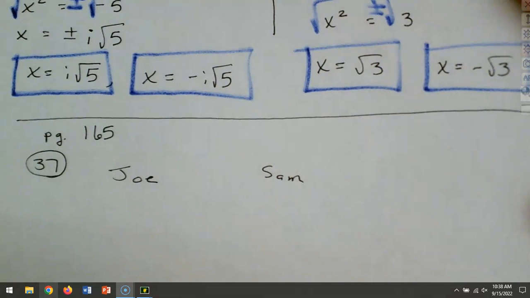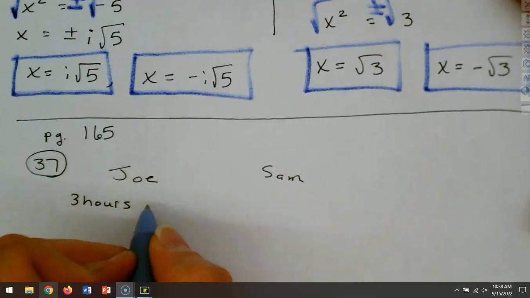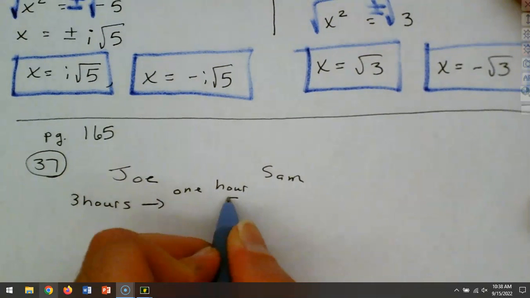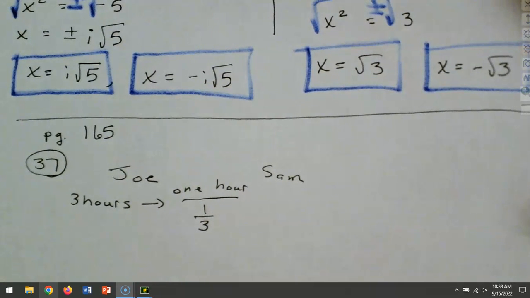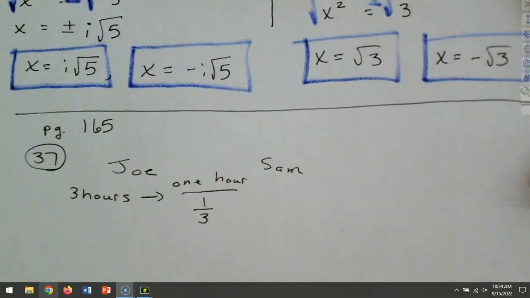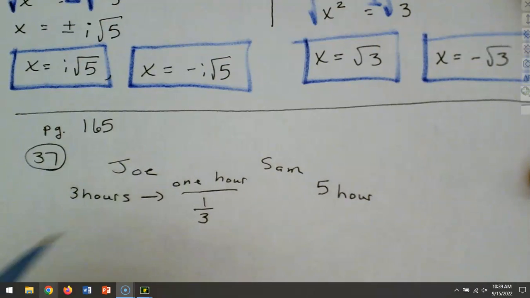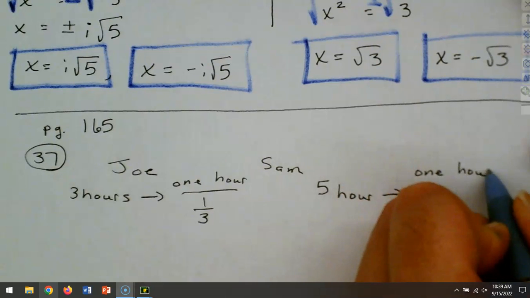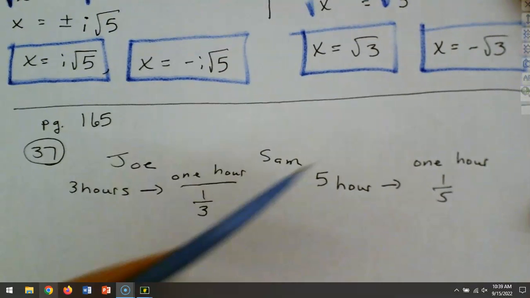Now, how long does it take Joe to paint the house? By himself it takes him 3 hours. So how much of the house is done in 1 hour? That's going to be 1/3, right? Because he paints 1/3 of the house in an hour. What about Sam? Sam takes longer, 5 hours. How much is done for Sam in 1 hour? 1/5. Is everyone okay with that so far?